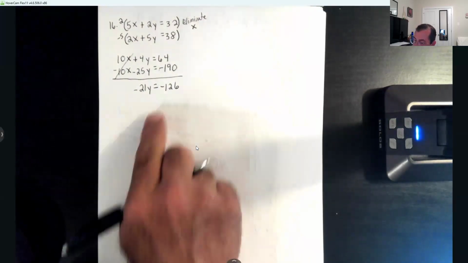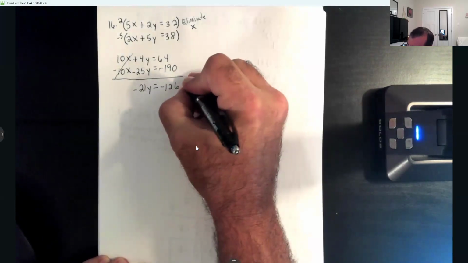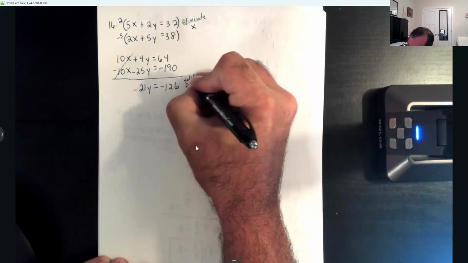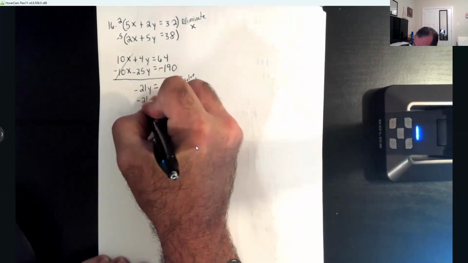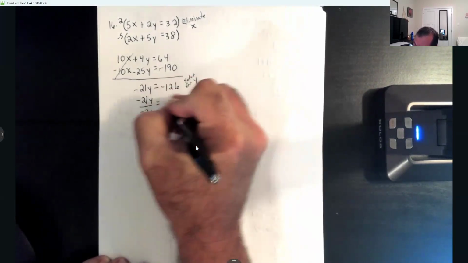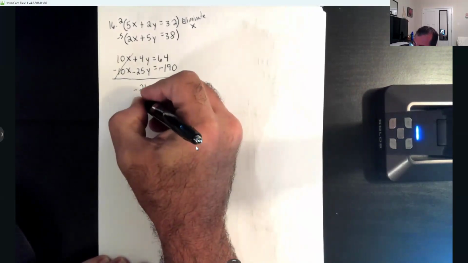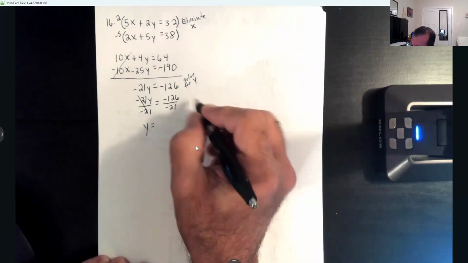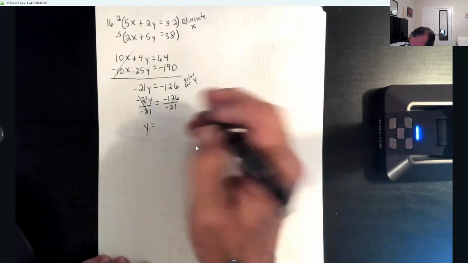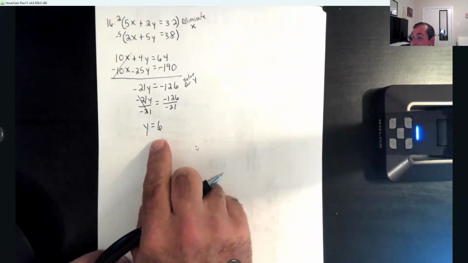There y'all. I'm down to one variable. I can now solve this for the y. So at this point, I'm going to solve for the y, and I'm going to divide both sides by -21. All right, y'all. So -21 over -21 makes that a 1y there. Oh, this is going to be a positive something. What's that? 6. Good job. So now I know the y value is 6.